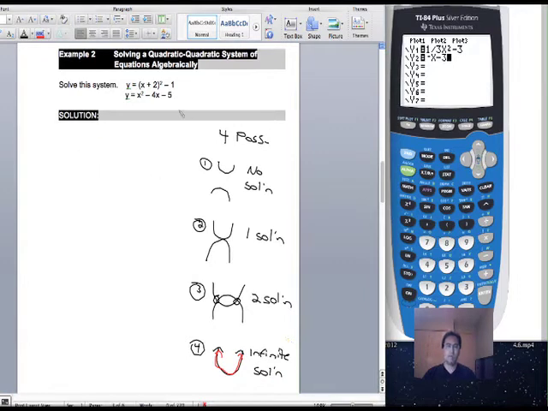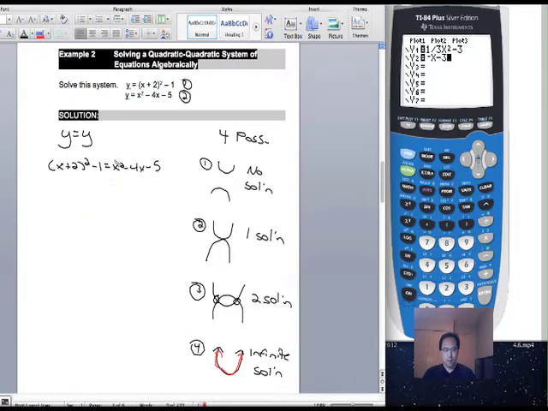Okay, so we'll call this one 1, call this 2. Notice that y equals that and y equals the second. We know that y is going to be equal to y, so we'll just set them equal to each other. (x + 2)² − 1 is going to be equal to x² − 4x − 5.